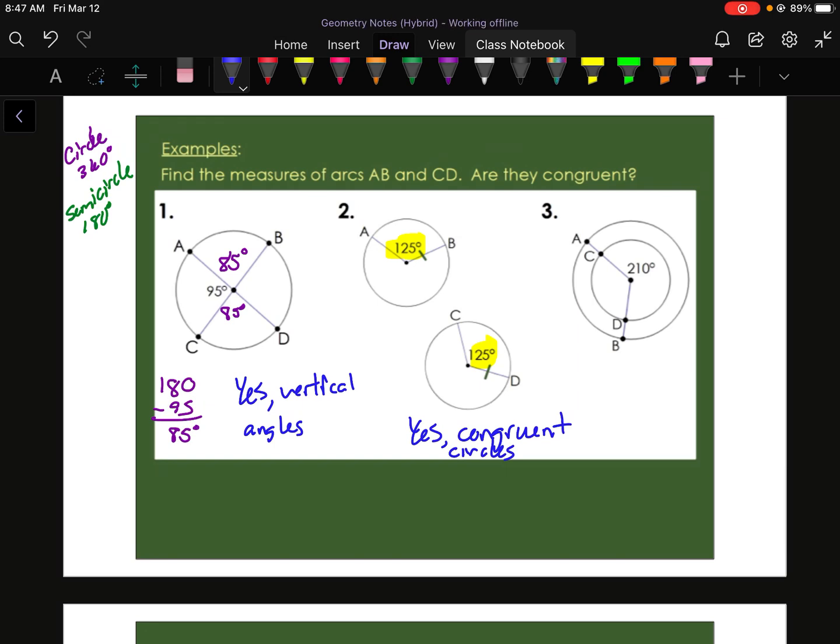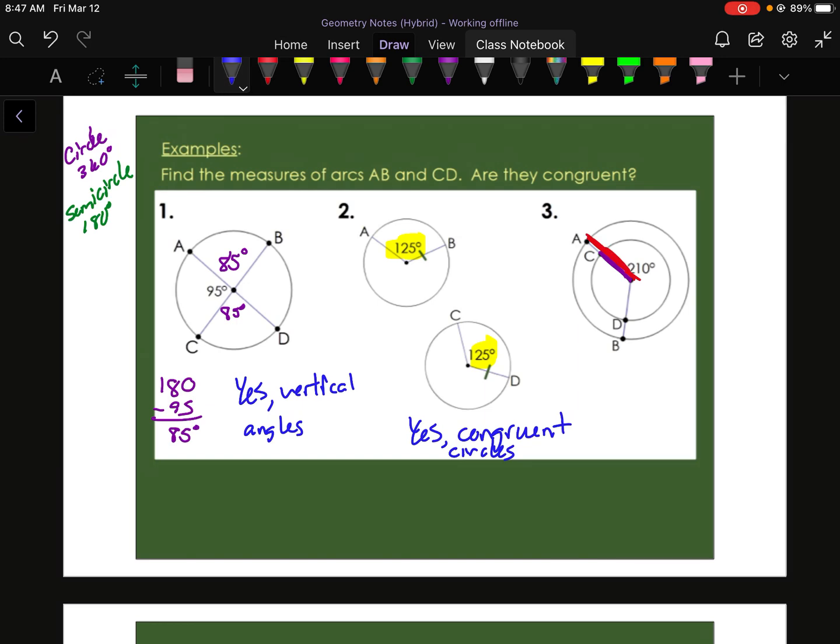Number 3, so we have a circle inside another circle. So already, let's see if I can color this in. So right here would be the radius of the first circle. And then I'll just go right above it here. Right here would be the radius of the second circle. Are these two circles congruent?